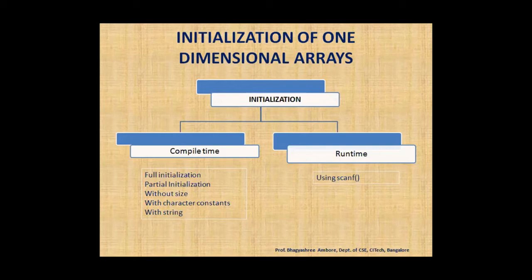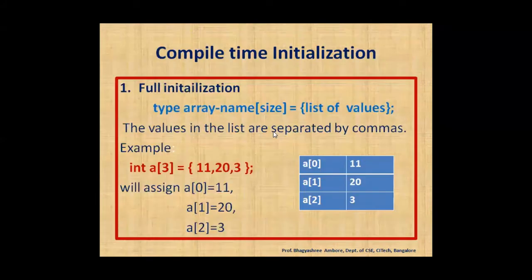First, compile time initialization. In that, the first one is full initialization. The syntax is data type, which can be any of the basic data types, then the name of the array and the size. And you can assign the list of values, grouping them in curly braces. The values in the list are separated by commas.